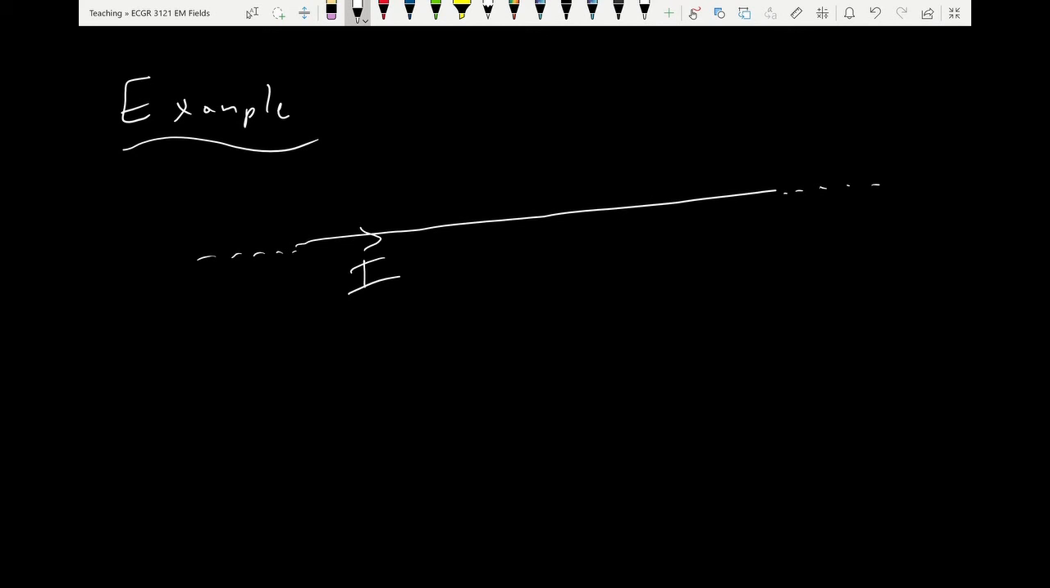So from symmetry, if you think about it, at any point in space, the current is flowing in this direction, and this is the vector that's pointing to that point in space. So using the Biot-Savart law, I know that the field is going to be circulating. Just from the right-hand rule and the Biot-Savart law.